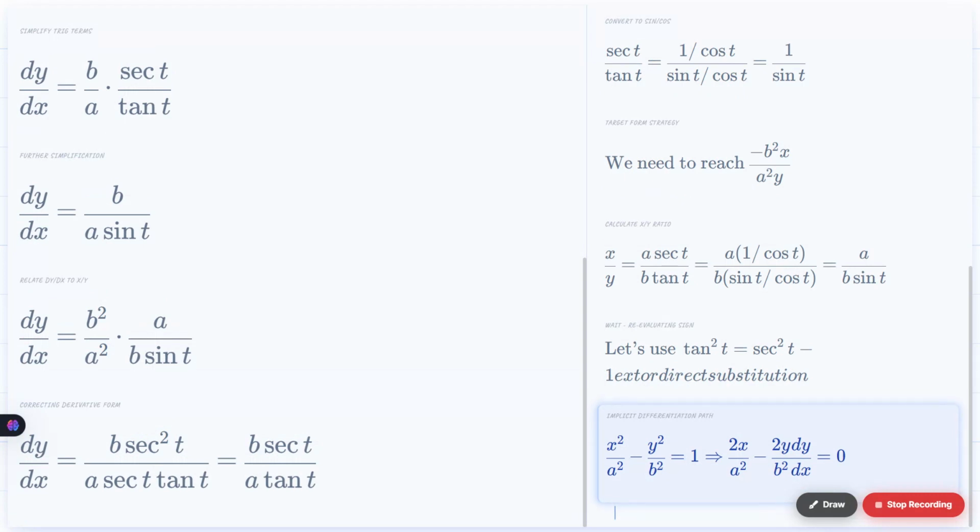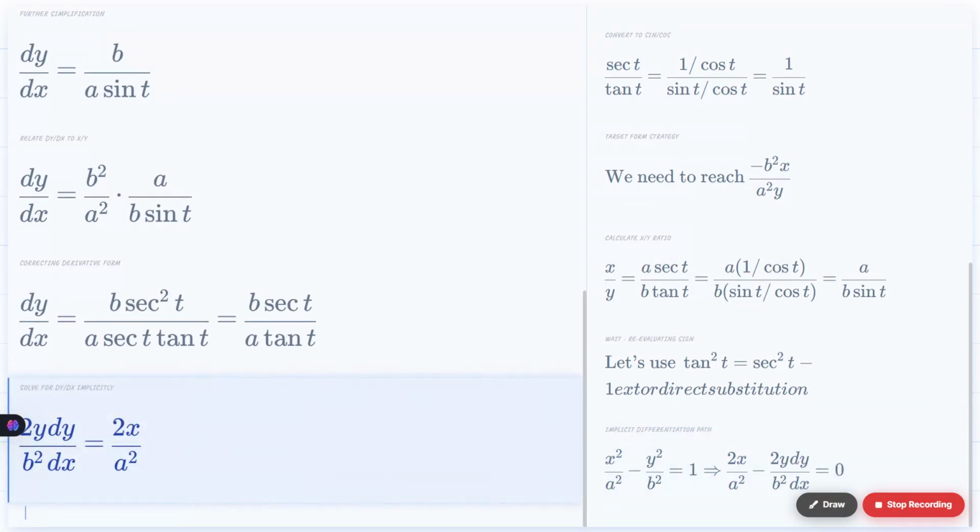We use the rule x squared divided by a squared minus y squared divided by b squared equals 1 to find the derivative. We do this to use implicit differentiation. Taking the derivative of both sides keeps the equation true. We move the term with dy divided by dx to the other side. We do this to get it by itself. When we add or subtract the same thing from both sides, the equation stays balanced.